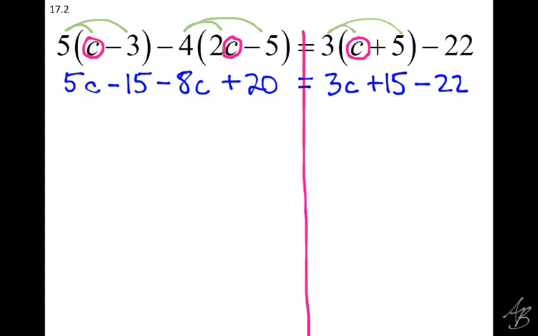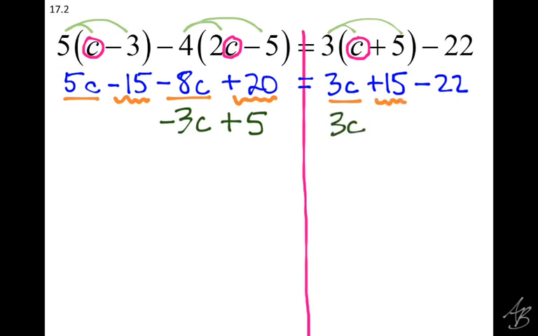All right, after we distribute, then we combine like terms. So on the left side, we've got a 5c and a negative 8c. What's 5 minus 8? Negative 3c. And then we also have a negative 15 and a positive 20, gives us positive 5. Then on the other side, we've got a 3c. Well, that 3c doesn't combine with anything, does it? No. So we'll just bring that down. And then we have the 15 minus 22 is negative 7. All right, and then equal sign on the line. Every step along the way, we're going to simplify it.